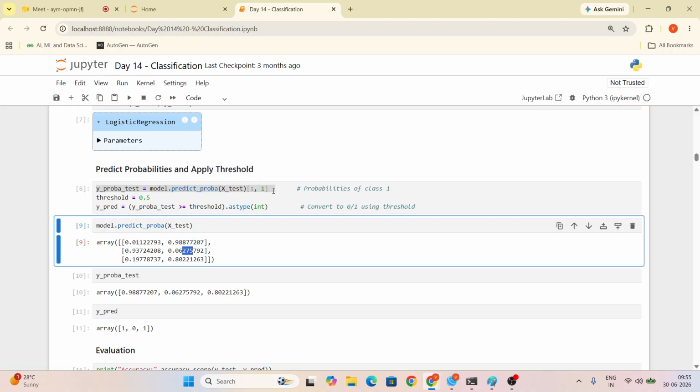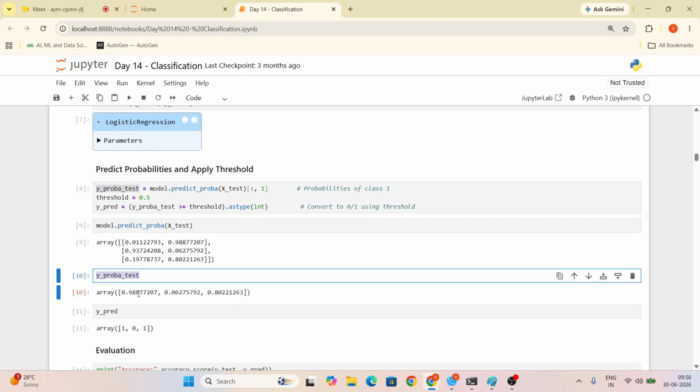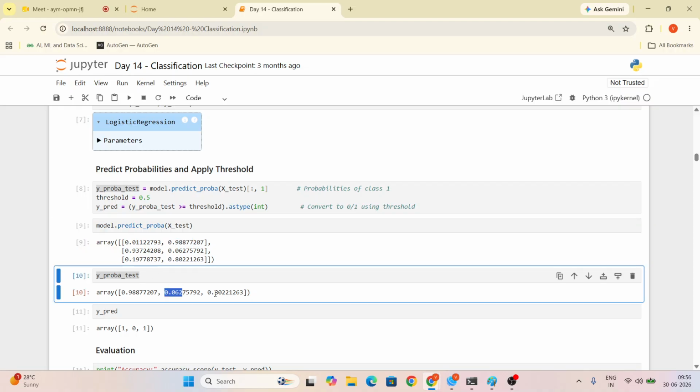So then only we are giving the slicing format, right? I want all rows, but one column, not the zeroth column. I am only getting one column. Have you got my point? I am just printing the variable here. So what's the output now? They are only taking 98, 6, then 80 percentage. Have you got my point?